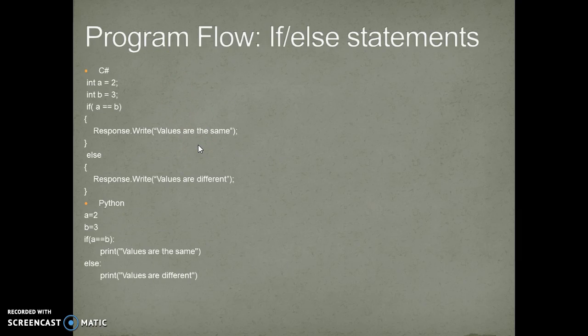So that's for loops. Now we have if statements. So another quick overview is, if a condition is met, execute this block of code, else execute this block of code. So in our example, we have our two variables, int a equals 2 and int b equals 3, and then our statement. So if a, and this is an equality test, so it's double equals, so if a equals b, execute this block of code, which says values are the same, and else, so if a and b aren't equal, execute this block of code, which says values are different. And in Python, quite similar, our variables, and then our statement. So if a, another equality test, is equal to b, print values are the same, else print values are different.